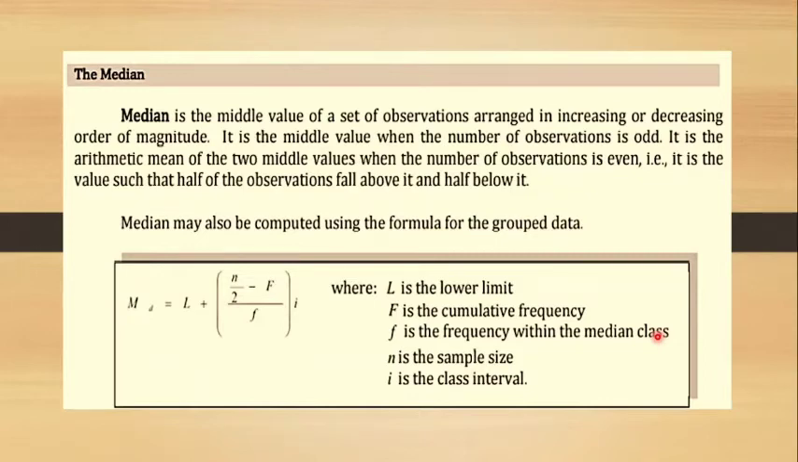Median. The median is the middle value of a set of observations arranged in increasing or decreasing order of magnitude.